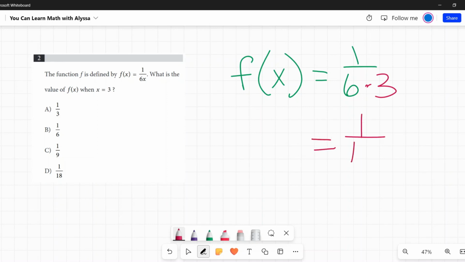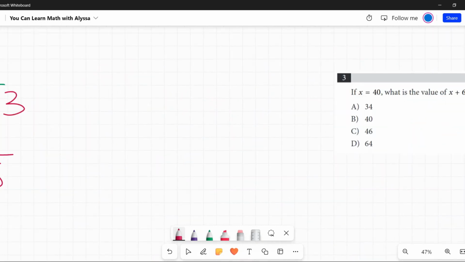So 1 over 6 times 3. 6 times 3 is 18. So my answer is D, 1 over 18.